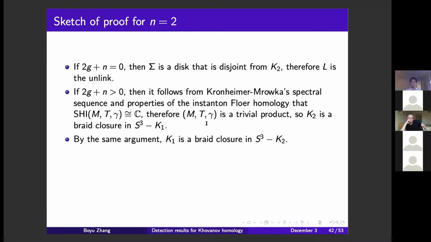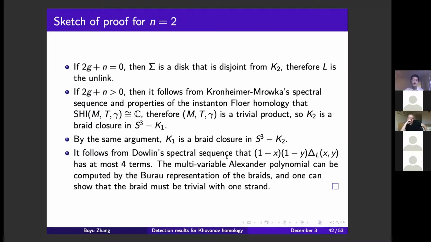So now we can flip the roles of K1, K2 and conclude that we also have K1 is a braid closure in the complement of K2. And in this case, the link L is actually called a mutually braided link. This is a kind of link that has been studied extensively by Morton in the 1970s. And in particular, Morton studied the properties of the Alexander polynomials of such links.